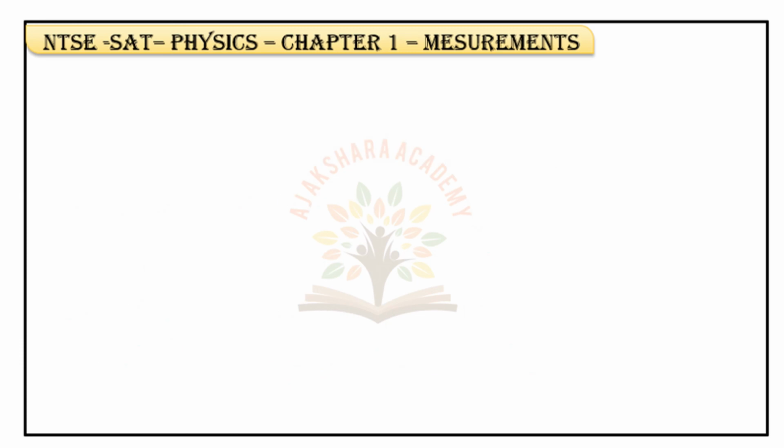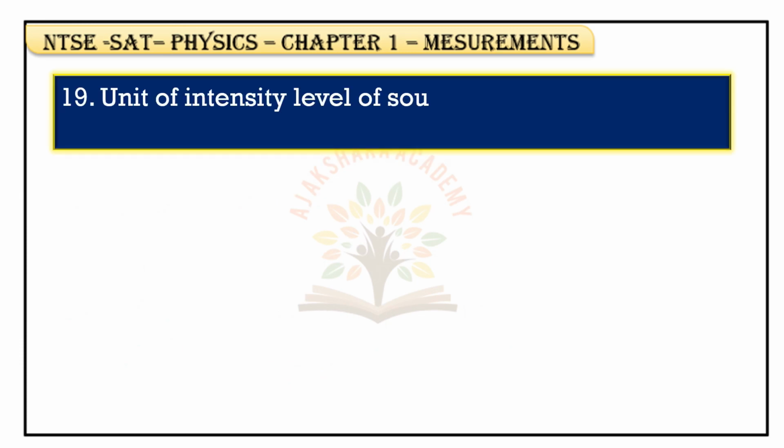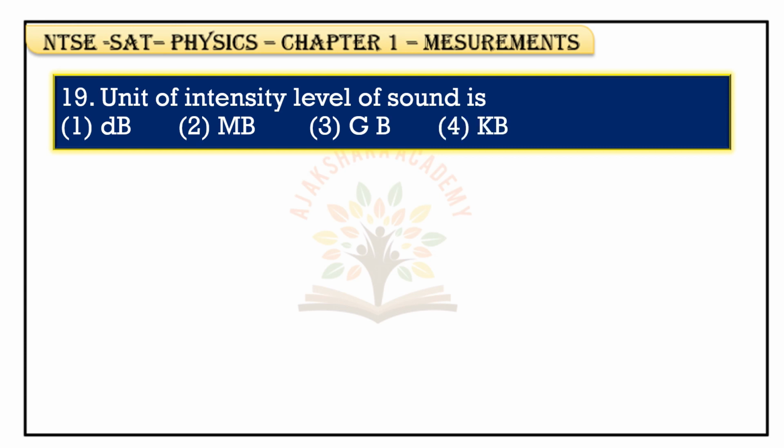Next, unit of intensity level of sound is decibels. Here MB and GB and KB. Here decibel is the unit of intensity level of sound. So intensity level of sound is measured in decibels, dB. Okay, first option is correct. Unit of intensity level of sound is dB, that is decibels. Decibel is the unit of intensity of sound.